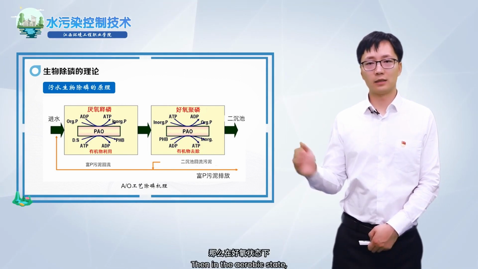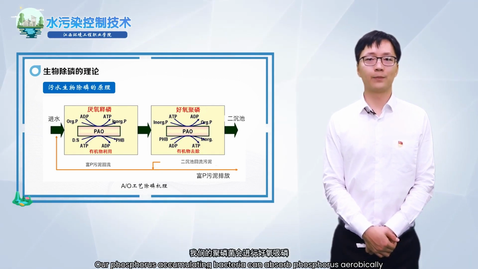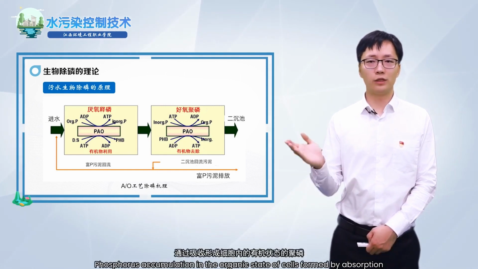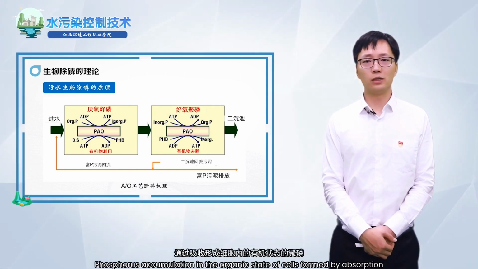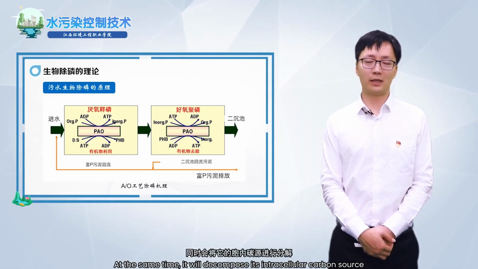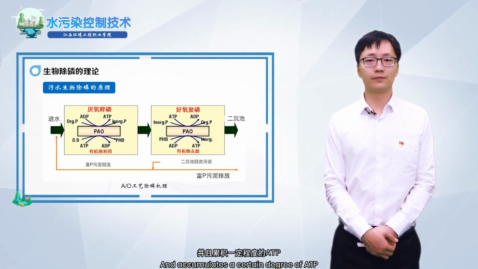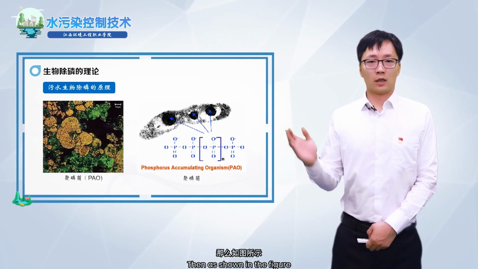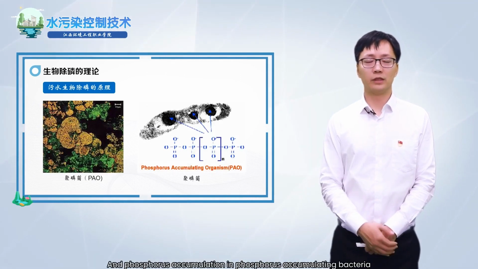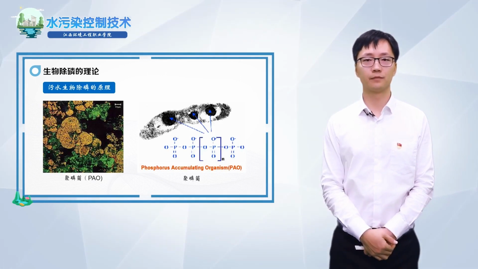Then in the aerobic state, our phosphorus accumulating bacteria can absorb phosphorus aerobically. It can convert inorganic phosphorus in sewage into organic phosphorus accumulated in the cells by absorption. At the same time, it will decompose its intracellular carbon source and accumulate a certain amount of ATP. As shown in the figure, this is our phosphorus accumulating bacteria, and phosphorus accumulation in them.